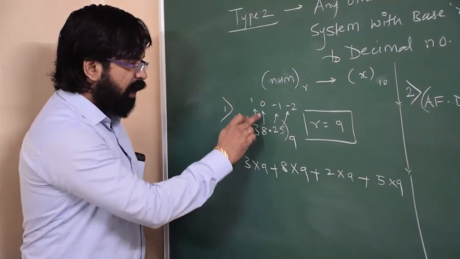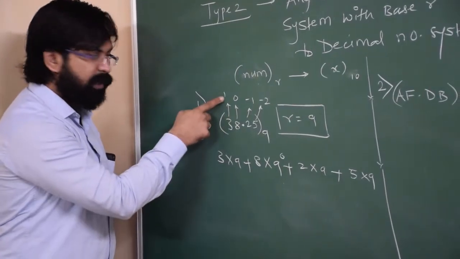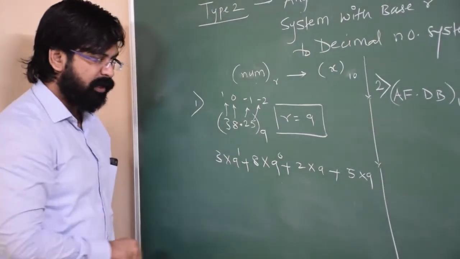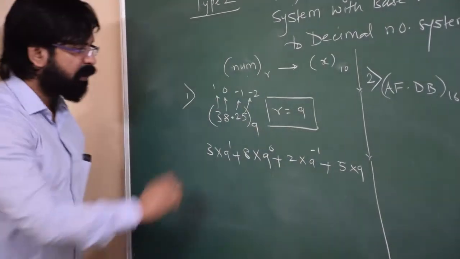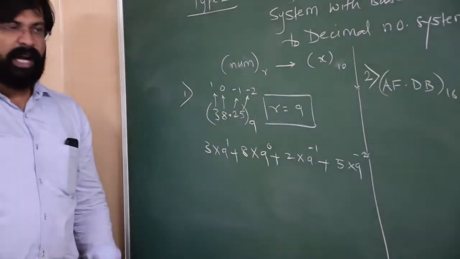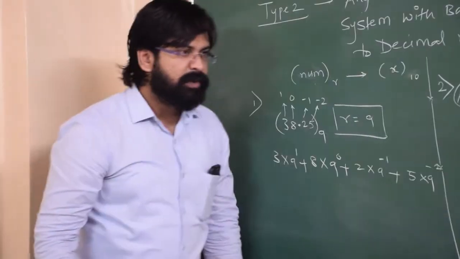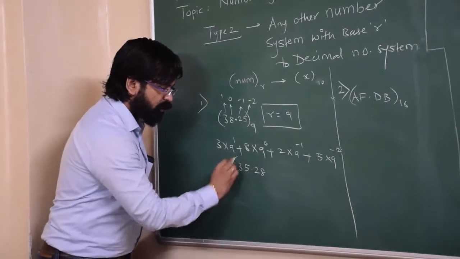So 8 had 0. So I will write 9 to the power 0. 3 had a weight as 1, so I'll write 9 to the power 1. 2 had a weight as -1, now I'll write 9 to the power -1. And 5 had a weight as -2, I'll write it as -2. And if you actually solve this, you will get 35.28 to the base 10.